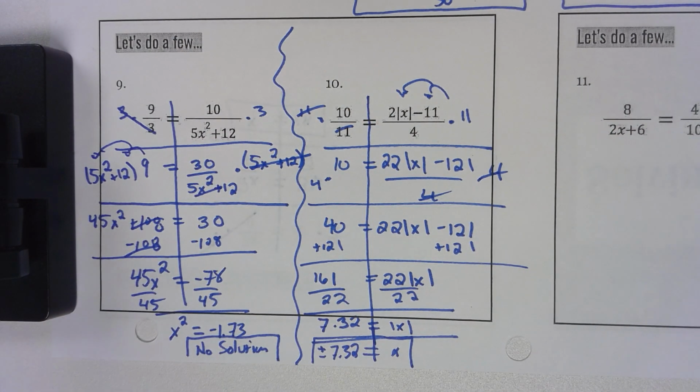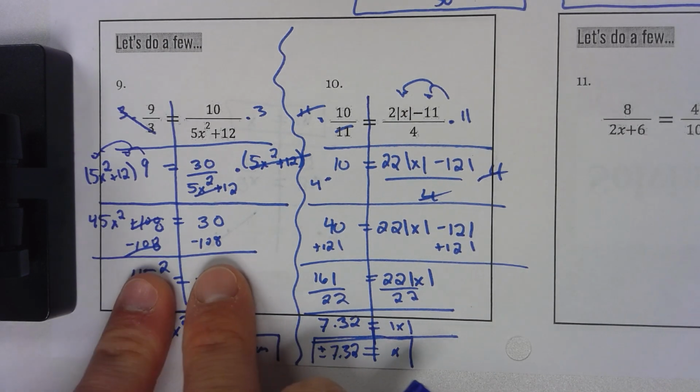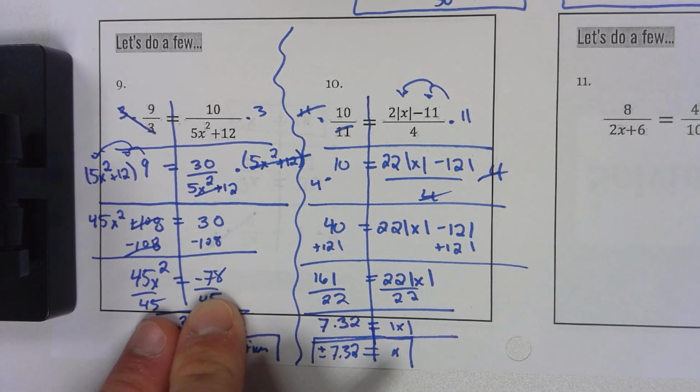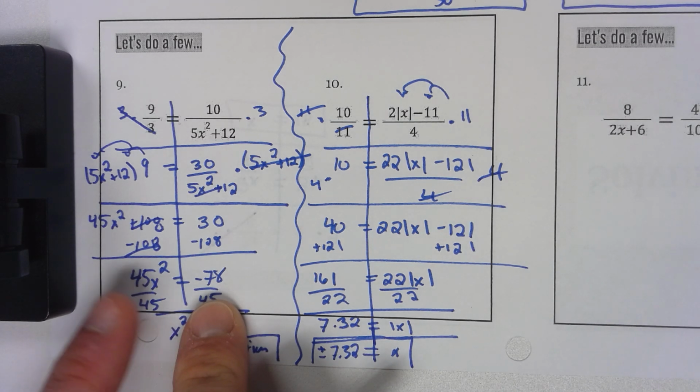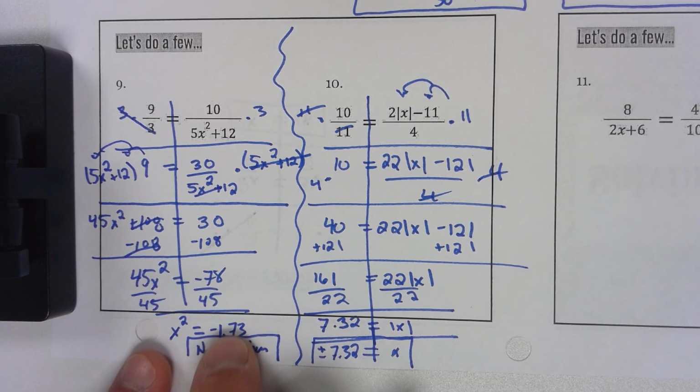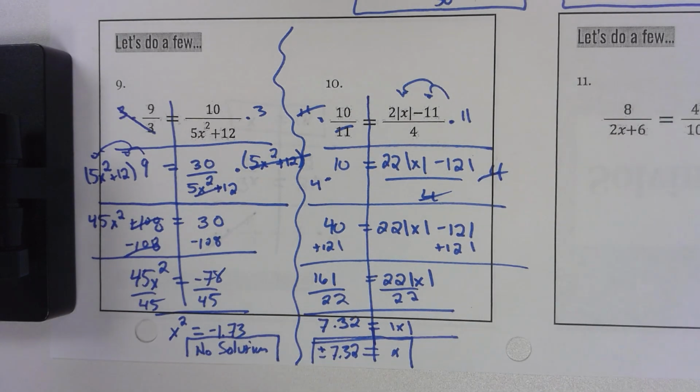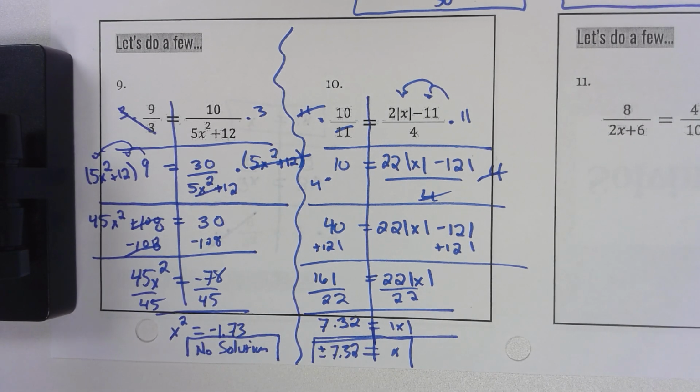From there, it's just like all the equations we've been working with. So subtract the 108. I get negative 78. Then divide both sides by 45. And that leaves us trying to square root a negative, which is not possible. Your calculator will yell at you. It'll say domain error. So that is a no solution equation.